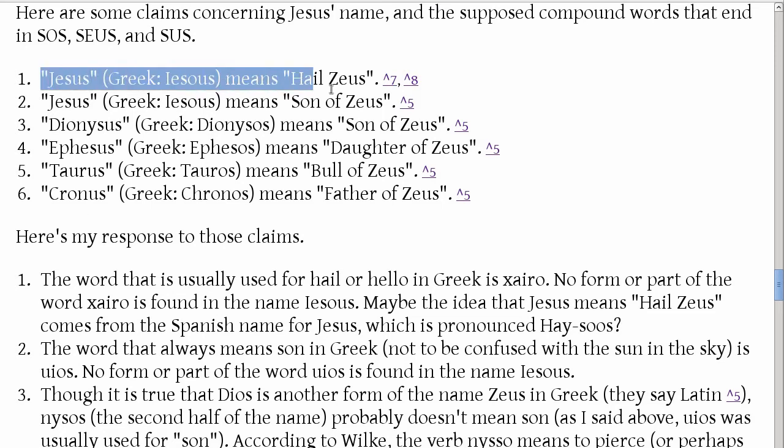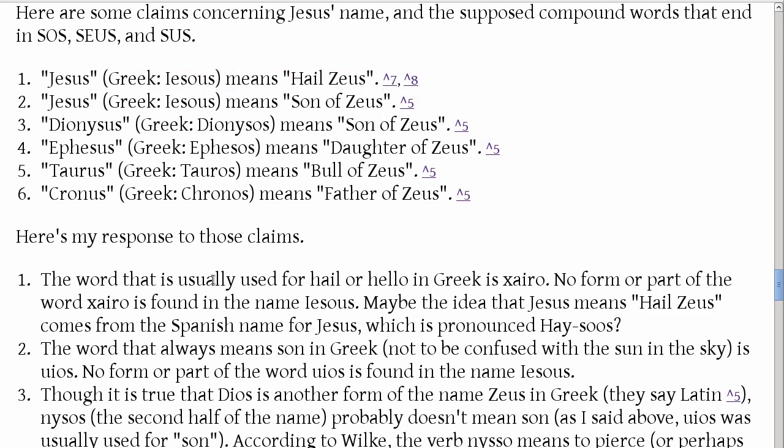1, which would be to this. The word that is usually used for hail, or hello, in Greek, is chairo. Now, first I want to explain, hail is an Old English term meaning hello. Hail also means hail that falls from the sky. It's a different word, spelled exactly the same and sounds exactly the same. They're not to be confused, obviously.